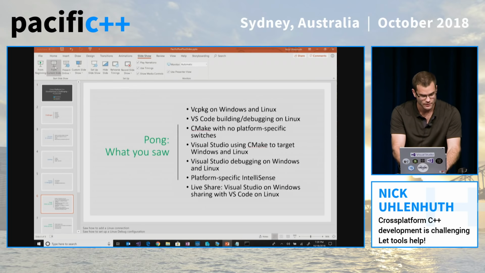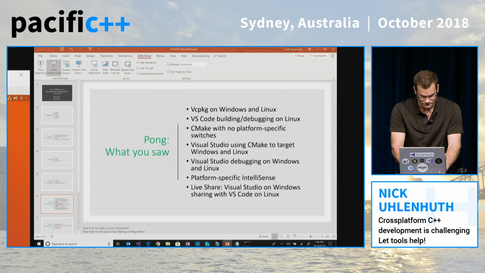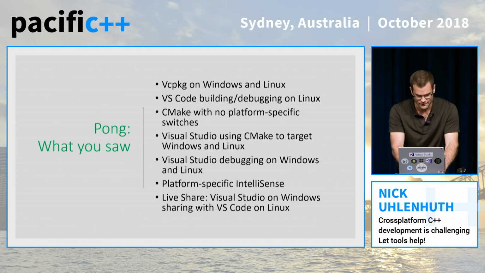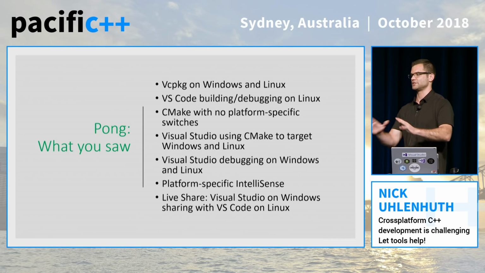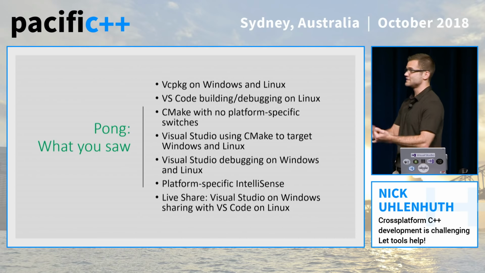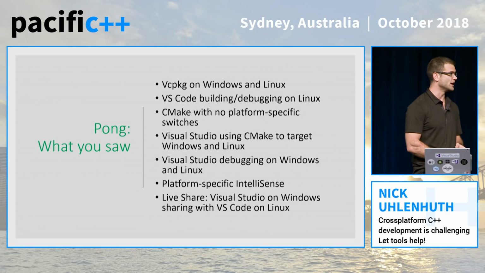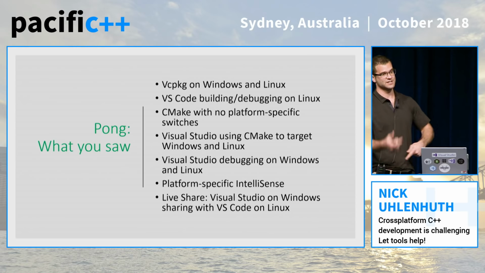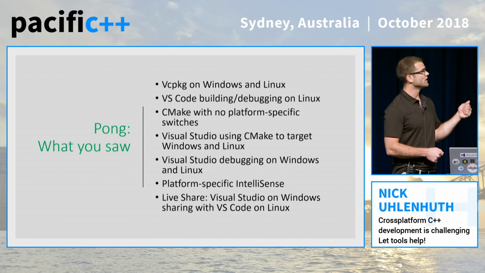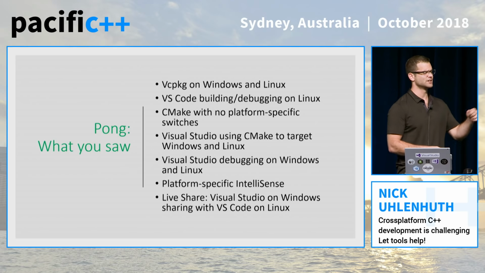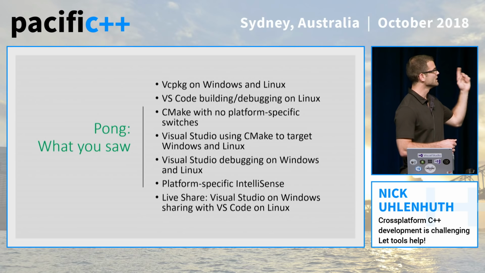And so here's Pong. If I can show the current slide. There we go. All right, so let's just recap what we saw with that Pong demo. So we saw Vcpkg on Windows and Linux. We saw how it integrates with CMake with that toolchain file. We saw VS Code building and debugging on Linux. We saw CMake with no platform-specific switches. That was the part where Vcpkg spat out the find_package text. I actually forgot to show where that goes, but we saw that.